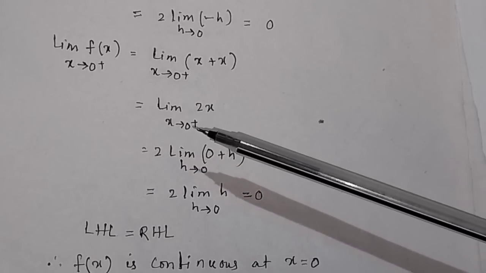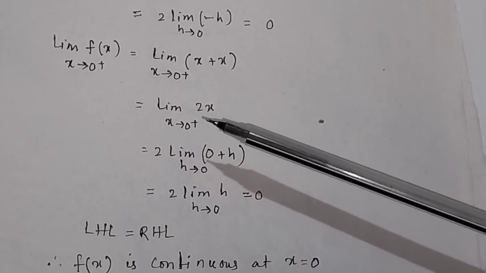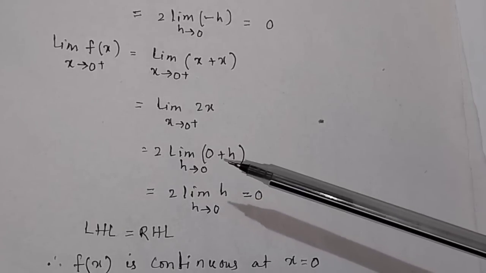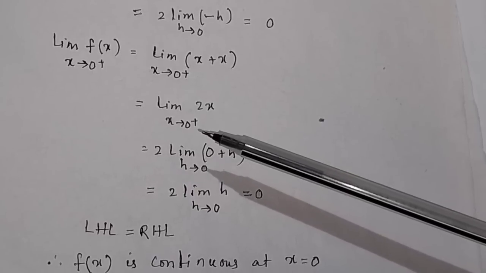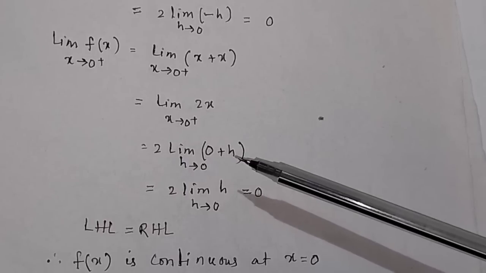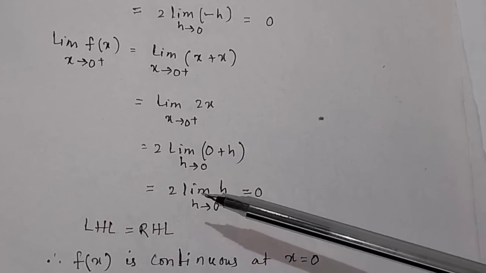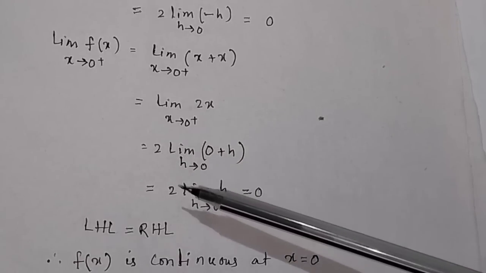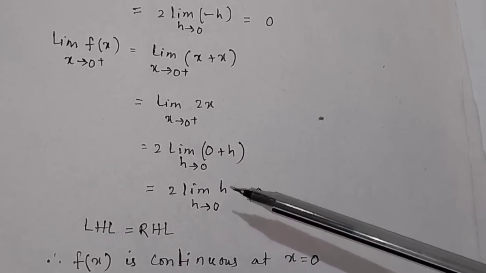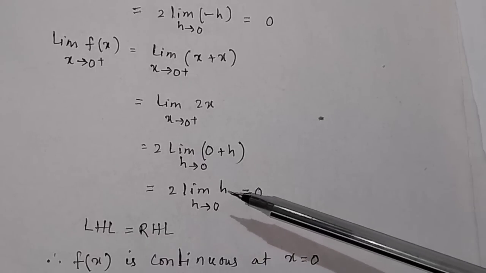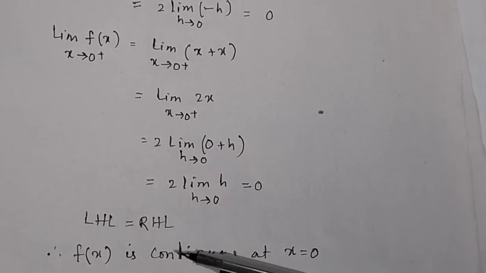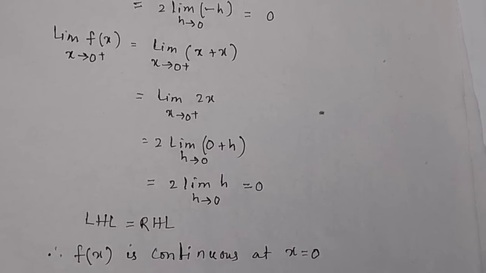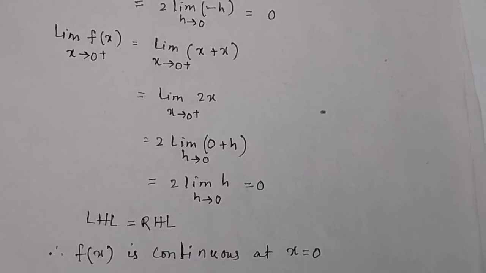Since x approaches 0 plus, you take the value of x as 0 plus h, because h is a very small increment in 0. So this will be equal to 2 into, 2 is a constant, you take it outside, 2 into limit of h. If you substitute h equal to 0, this will be equal to 0. So the left hand limit is equal to the right hand limit. So the given function f(x), that is equal to x minus modulus of x, is continuous at x equal to 0.